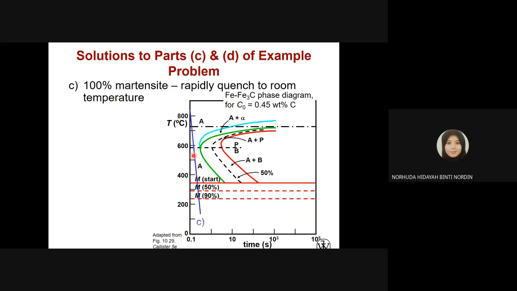So what is the process if you want to get 100% martensite? You just rapidly quench to room temperature, and you will get 100% martensite.